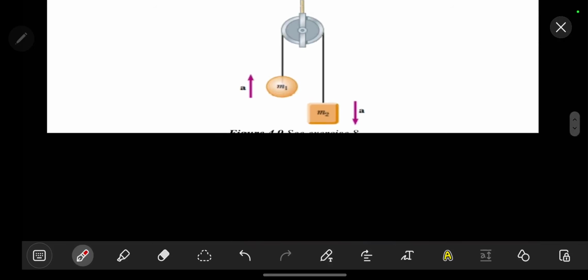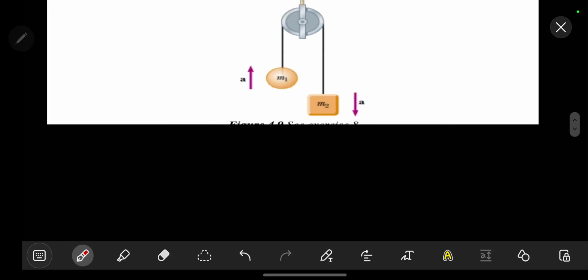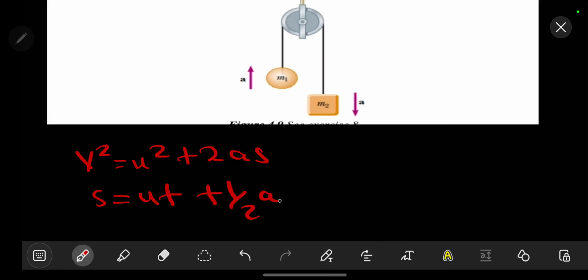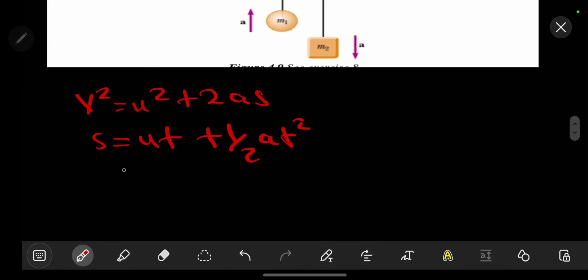So remember, we have formulas from kinematics, which is v squared is equal to u squared plus 2as. We have s is equal to ut plus half at squared. Then we also have v is equal to u plus at, like that.